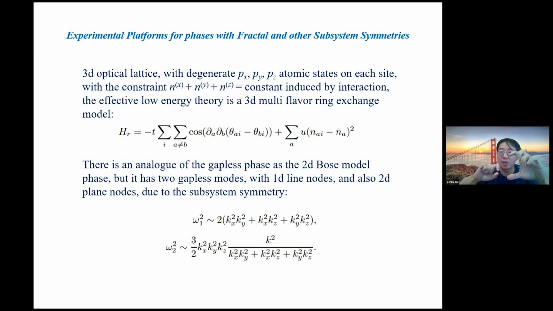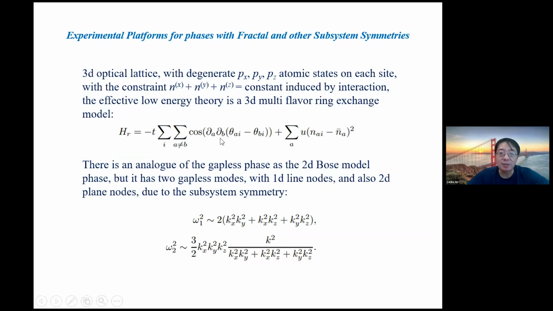There has to be some coordinated hopping between the px particle, py particle, and pz particle to guarantee that every lattice site has a constant particle number. Then eventually we end up with this kind of a ring exchange model.